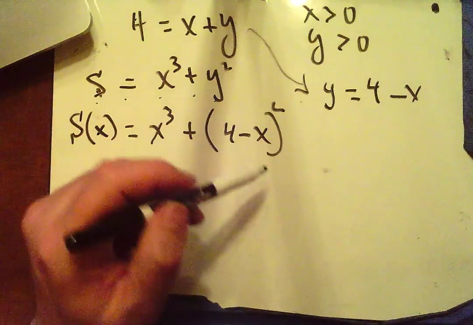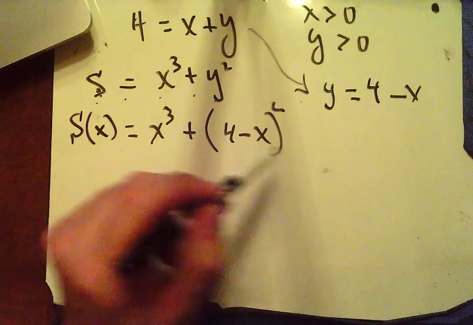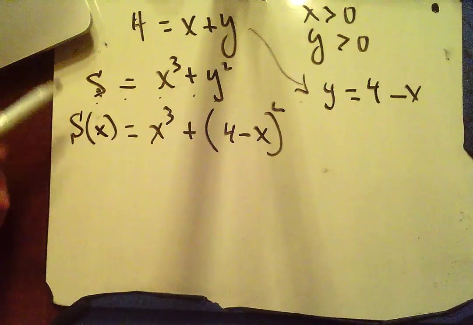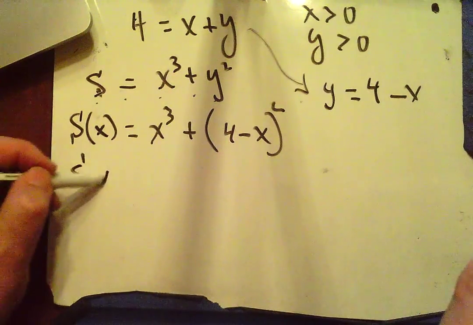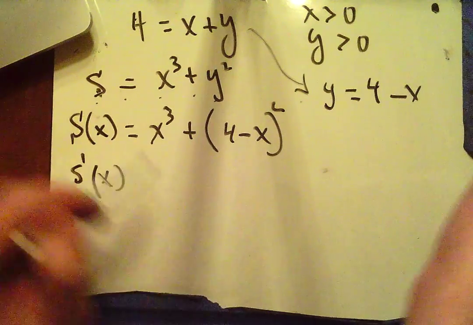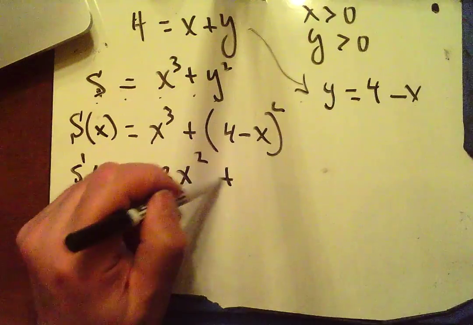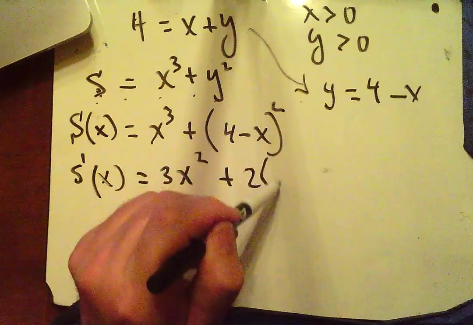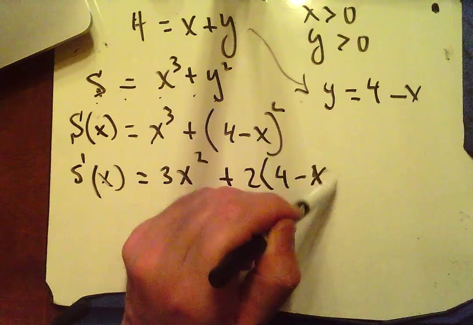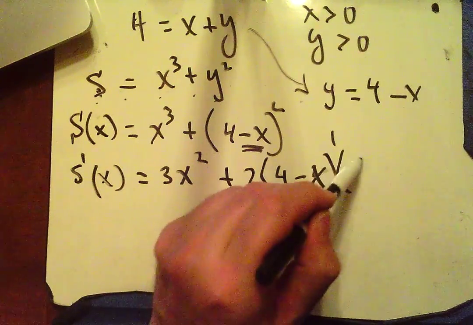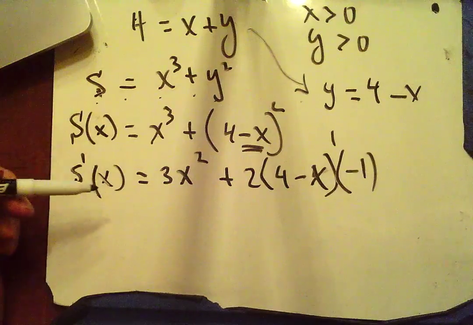And you know what you may find easy is to FOIL this out, and then you'll have this big polynomial, and you just use the power rule. But I'm going to go ahead with using the chain rule here, because I know that I'll only get more scared if I avoid the chain rule more. Don't forget to take the derivative of that inside, which is negative 1.